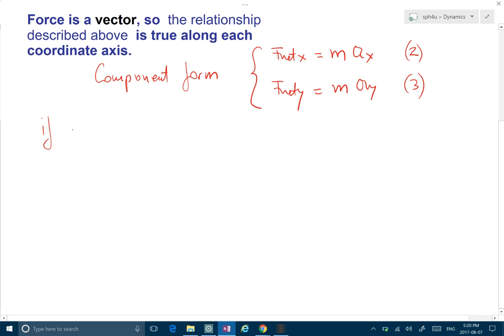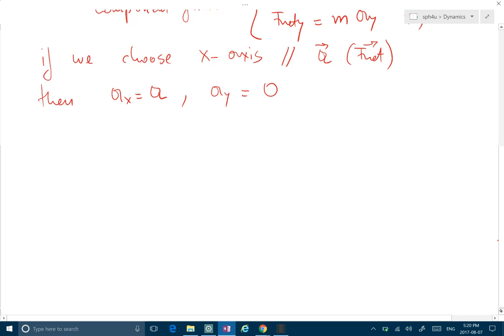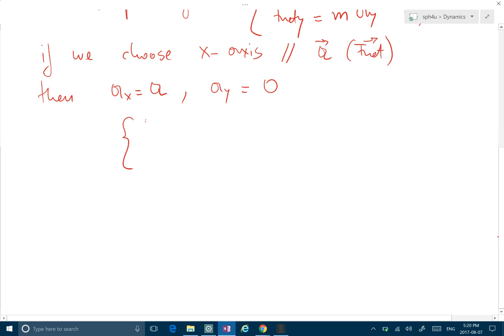However, if we are smart and we choose the x-axis always parallel to the acceleration, or for that matter the net force, then ax is going to be the acceleration itself, and the y component will be 0. If we do that, our component form will be in a much more friendly way for us. F net x is going to be equal to mass times acceleration.